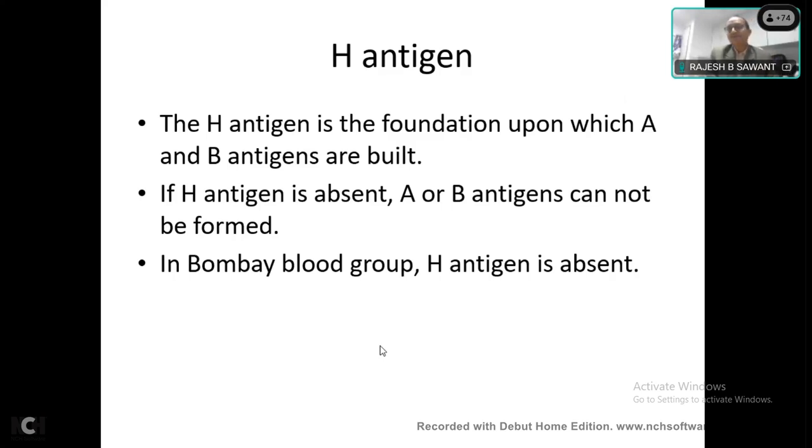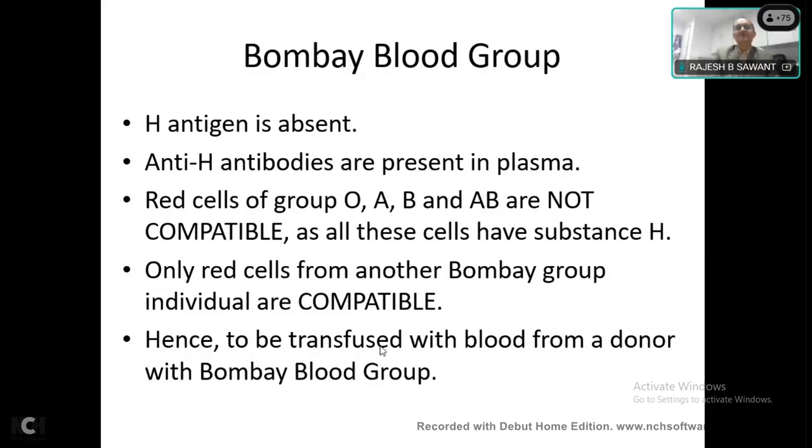So, the basis of the formation of all our A antigen, B antigen is actually the H antigen. And if the H antigen is absent, then technically A or B antigens cannot be formed. And this absence of H antigen is typical of Bombay blood group or Bombay phenotype, right? So this is something which you all need to know.